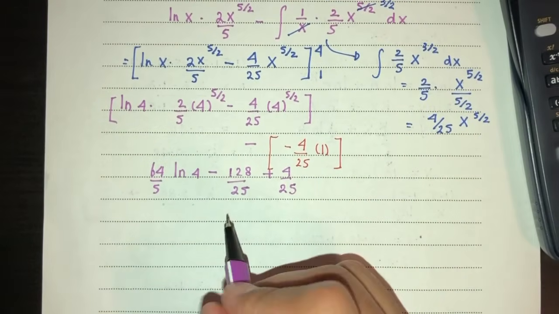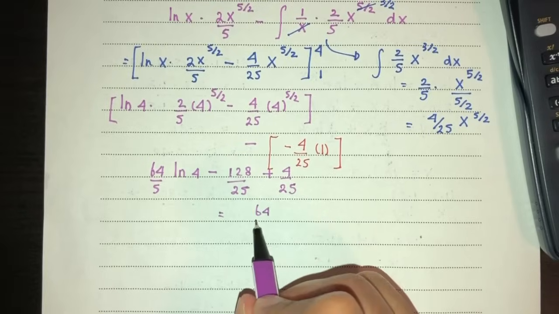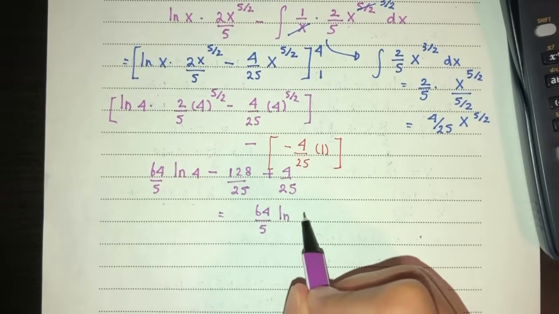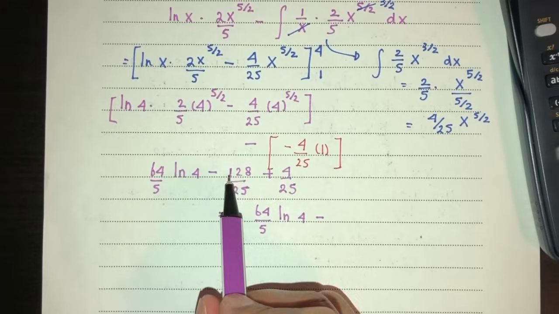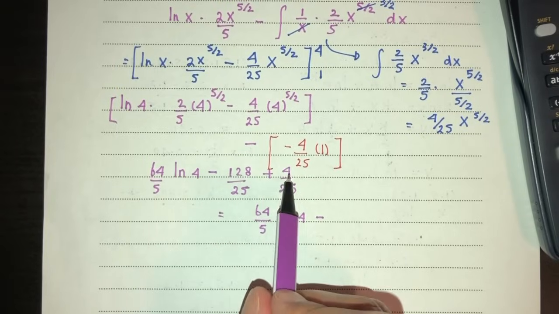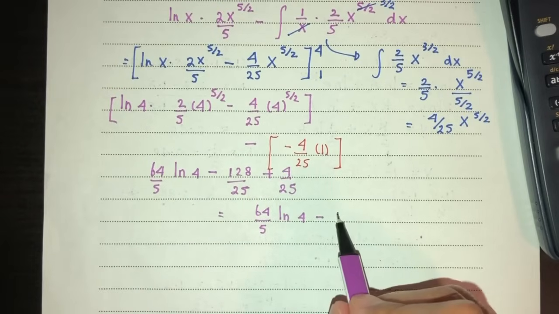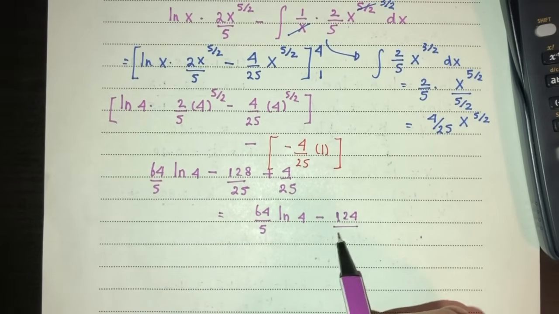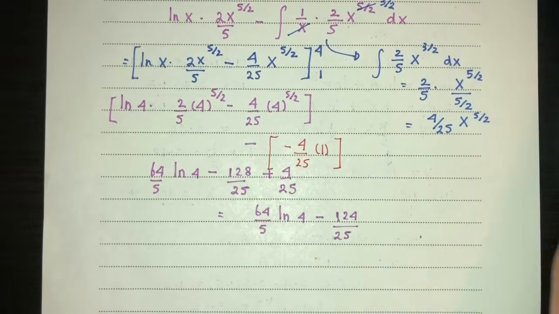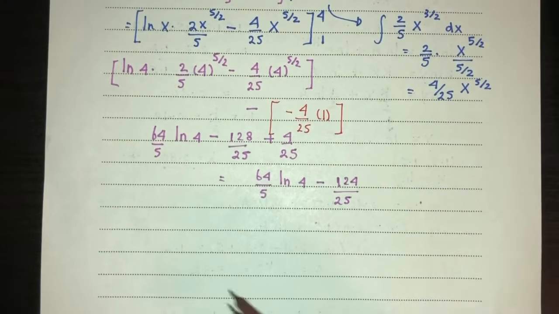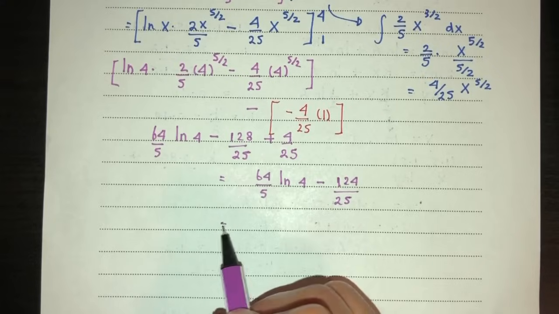So if you simplify, you will have 64 over 5 ln of 4 minus 128 plus 4. Both have the same base, we can just add them directly. That will become minus 124 divided by 25. So this will be your answer, but if you want to simplify some more, you can.